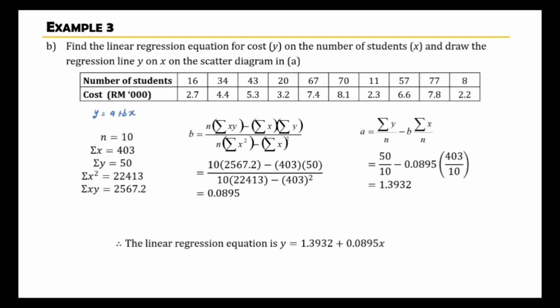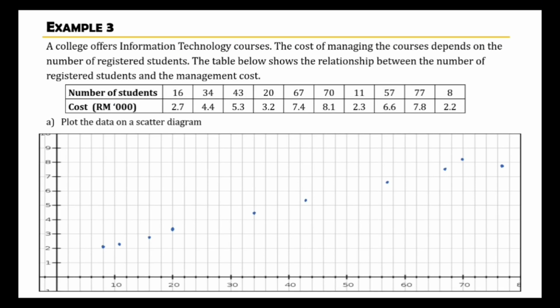Then the linear regression equation is y equal to 1.3932 plus 0.0895x. So draw a straight line connecting all the dots if possible. If not, the number of dots above should be equal to number of dots below line.